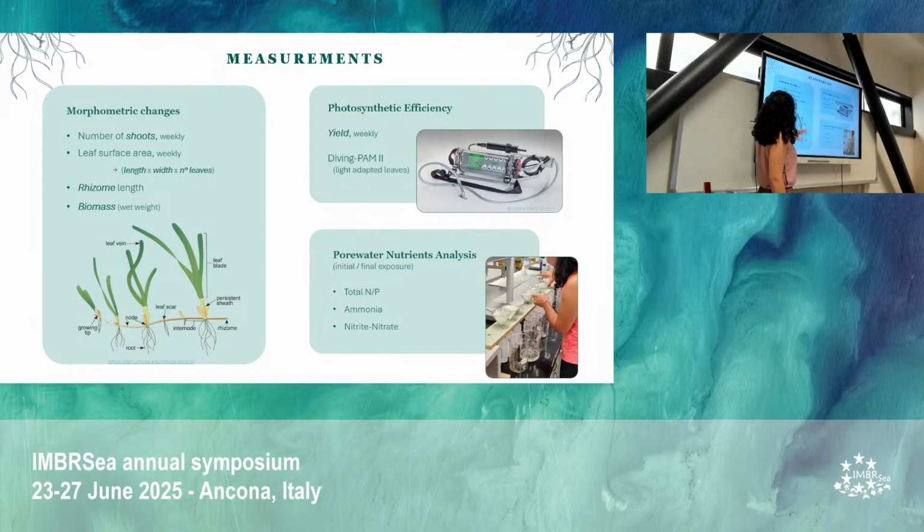What I measured, morphometric changes: I measured the number of shoots per plant, and I also measured the leaf surface area, which was done by multiplying leaf length, leaf width, and number of leaves per shoot. This was done on a weekly basis for 8 weeks, and before and after the experiment, I also measured the rhizome length and the biomass as wet weight.